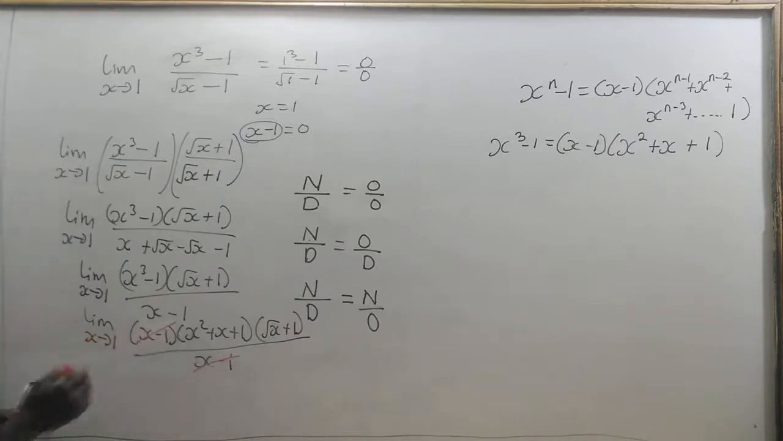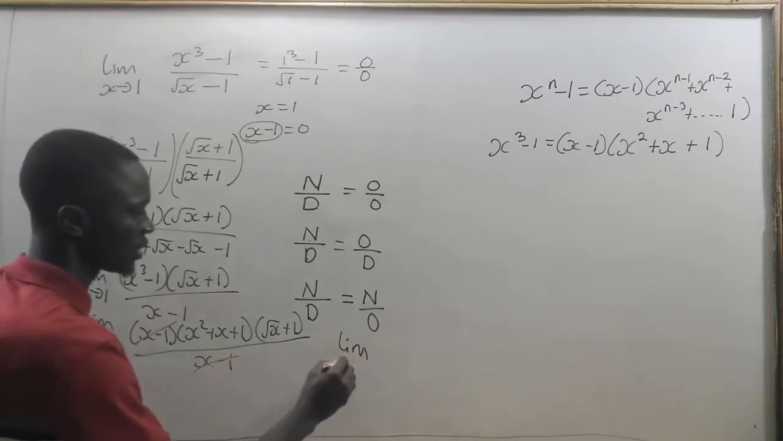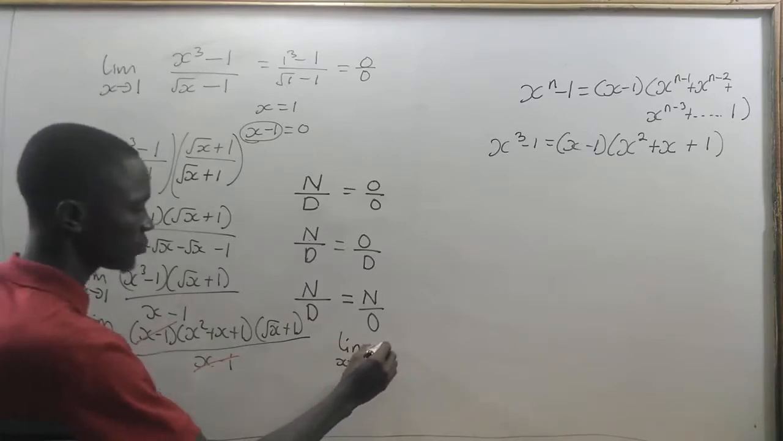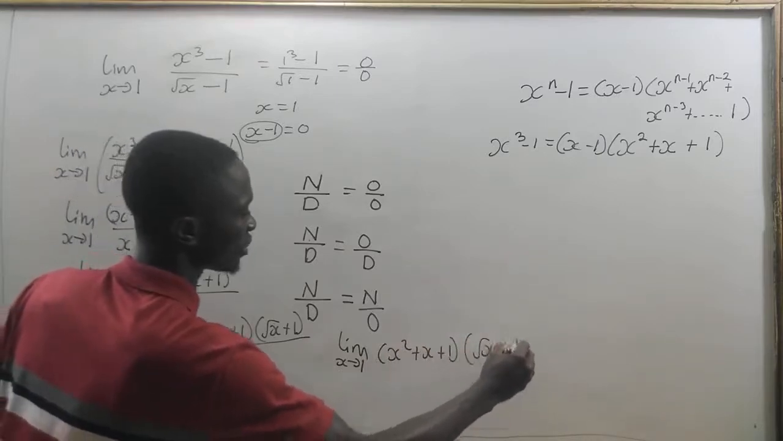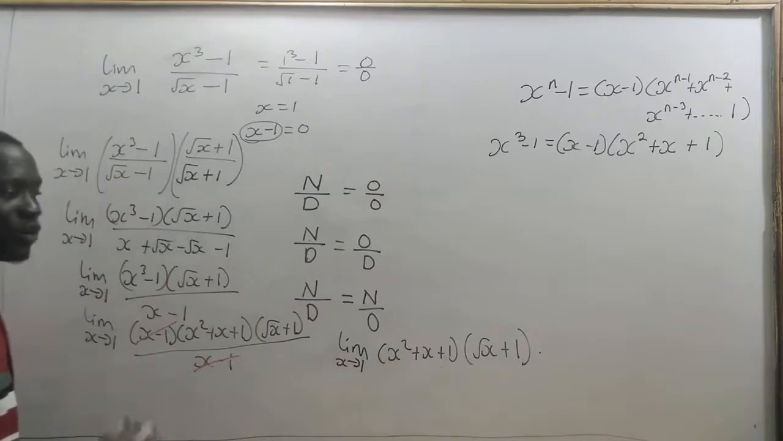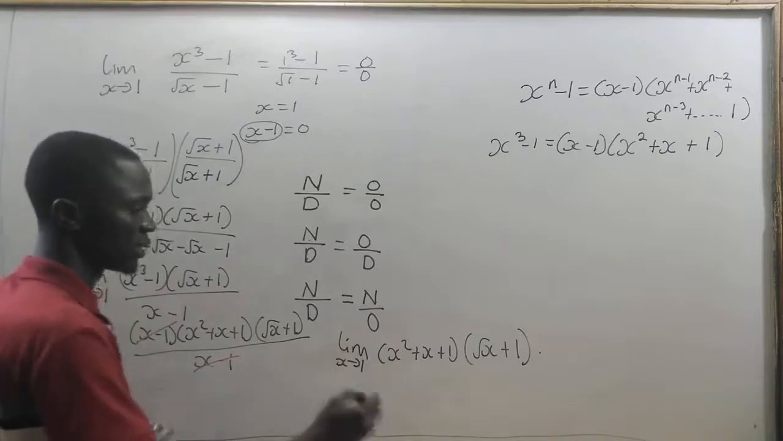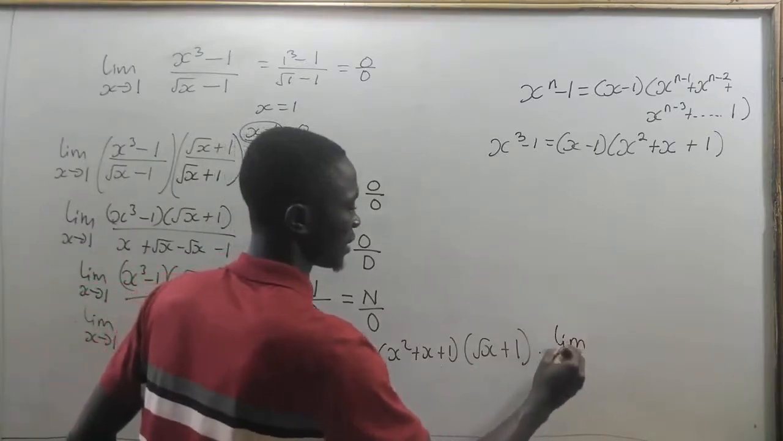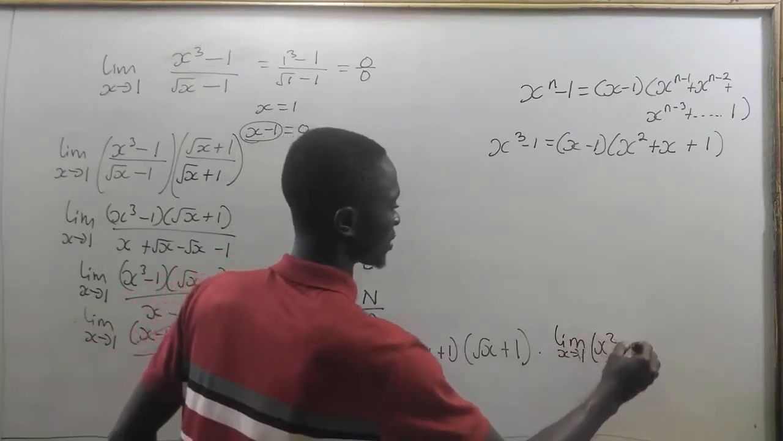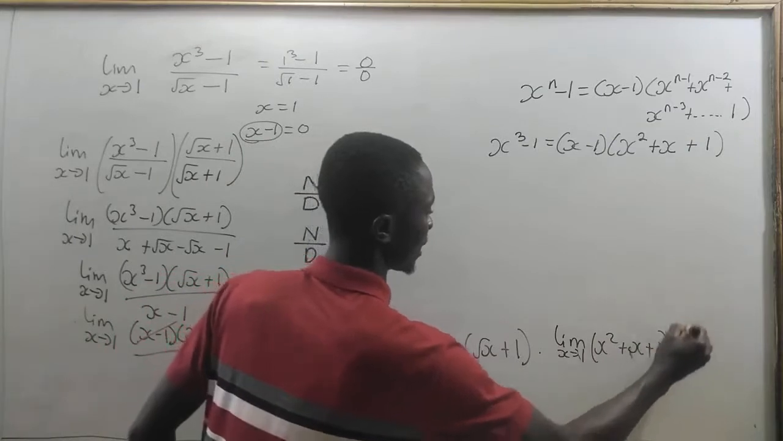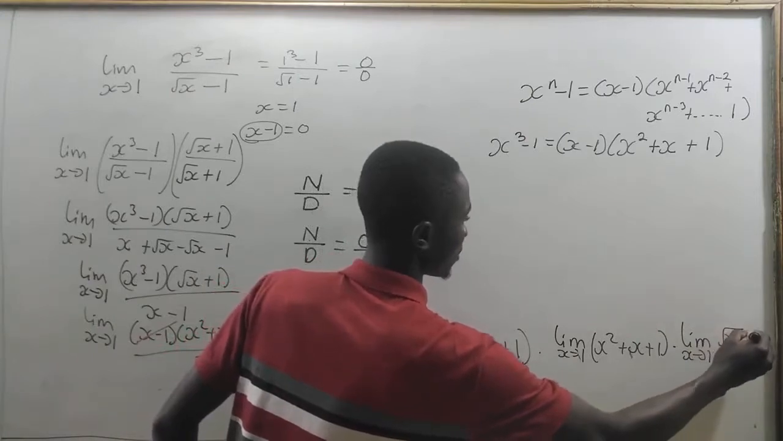You cancel that one out. Very simple as that. So here we are going to have the limit as x approaches 1 of (x squared plus x plus 1) times the square root of x plus 1. And we know that the limit of a product is the product of the limits. So here we take the product of the limits. That will give us the limit as x approaches 1 of x squared plus x plus 1, times the limit as x approaches 1 of the square root of x plus 1.